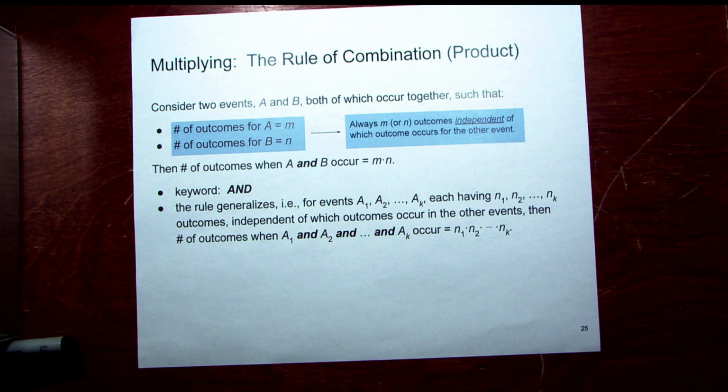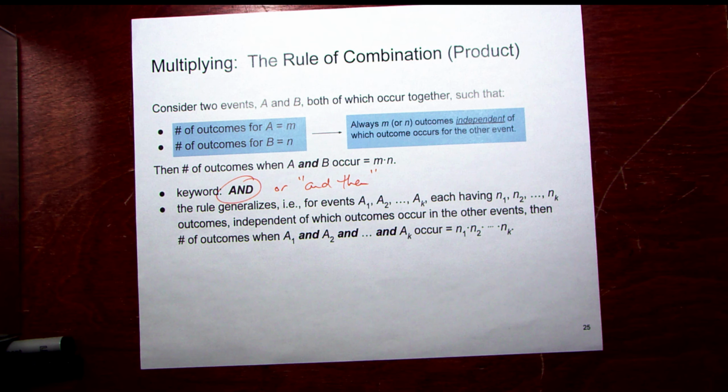Sorry, I'm going to skip a slide. I'm going to keep it for Wednesday. The other rule is the rule of product. So it's adding or multiplying. Now, what does the rule of product tell you? It tells you that if you have two events that you're connecting with and, or sometimes and then.